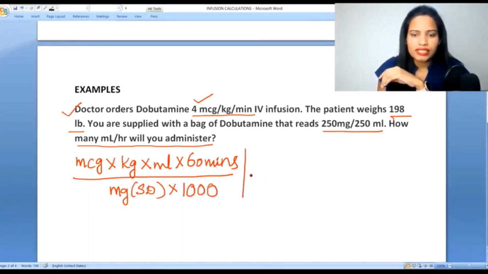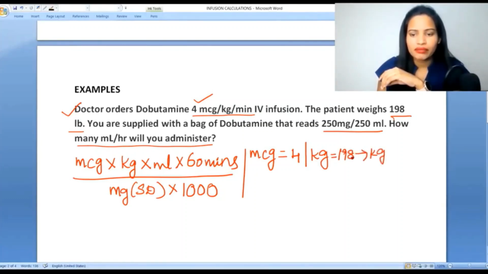Now let us write what is required for our formula. First is mcg. What is the total mcg? 4 mcg. And then how many kgs? They have not given it in kgs. They have given it in lbs. So what do we have to do here? We have to convert this 198 lb to kg. Again, please remember the metric conversion here. 198 divided by 2.2, because 1 kg is equal to 2.2 lb. So we are getting this answer.